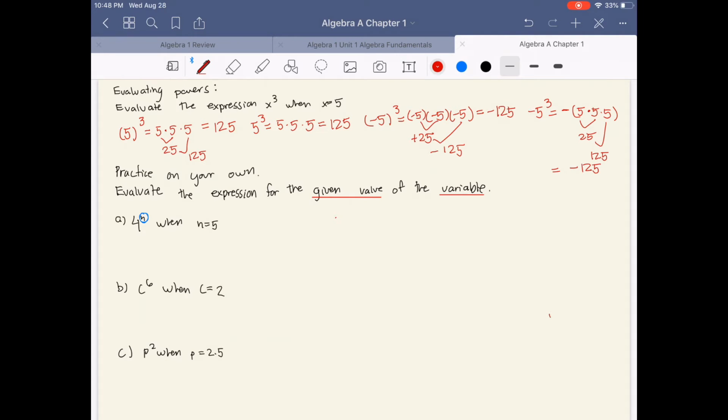Evaluate the expression for the given value of the variable. Now, 4 to the n when n equals 5. Okay, so like I said, we replace the variables with the number it's given. So let's rewrite this 4 to the 5th power, because you're replacing n with 5. So when you rewrite this, it's 4 times 4 times 4 times 4 times 4. You rewrite 4 5 times.